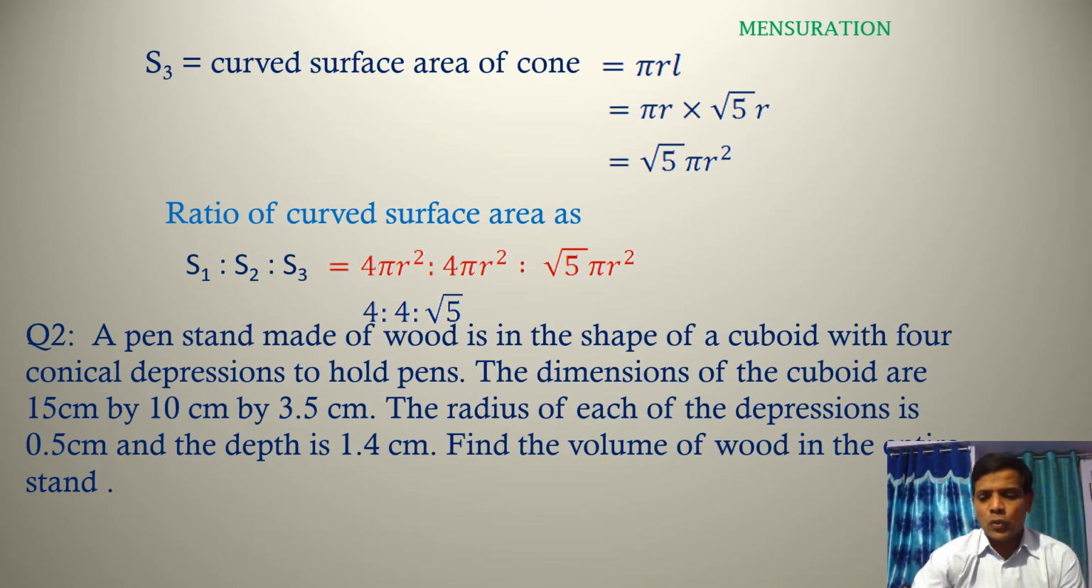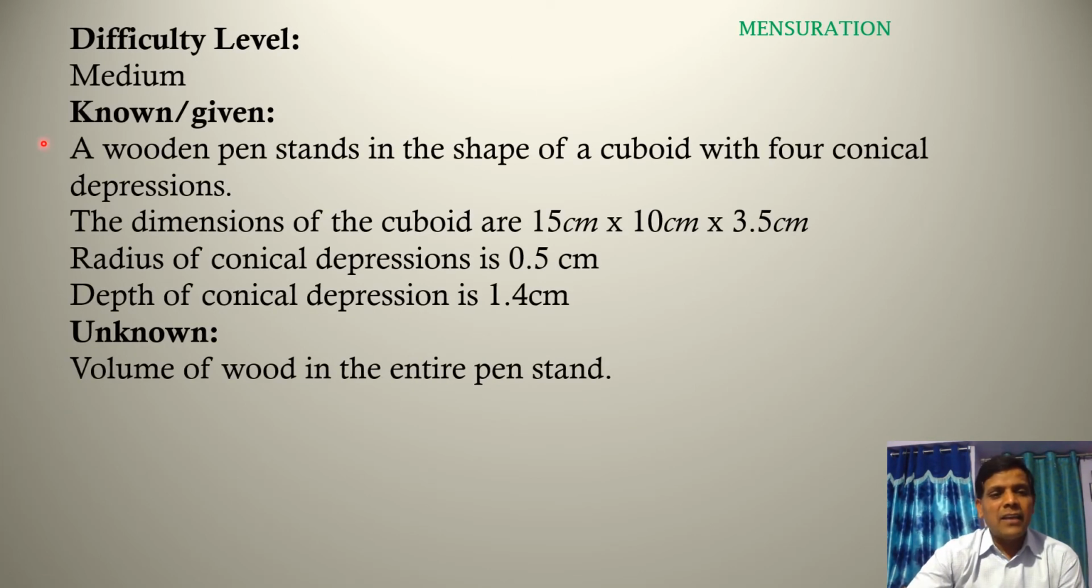So coming to analysis. What is the difficulty level? Easy, medium, tough. The question is based on the cuboid and conical depressions. These two are easy level, meaning medium. So go to analysis. Difficulty level medium.